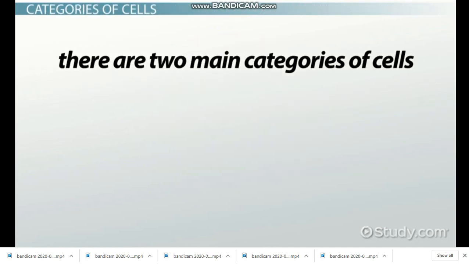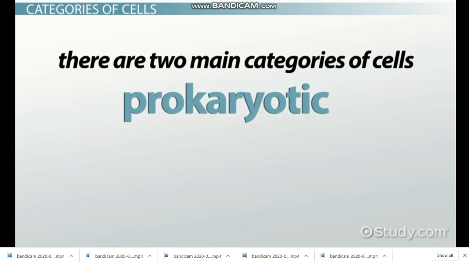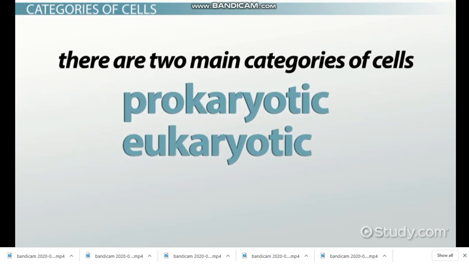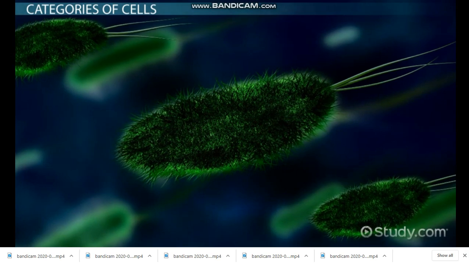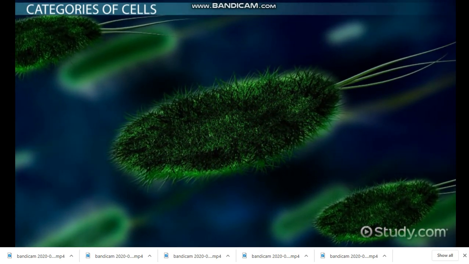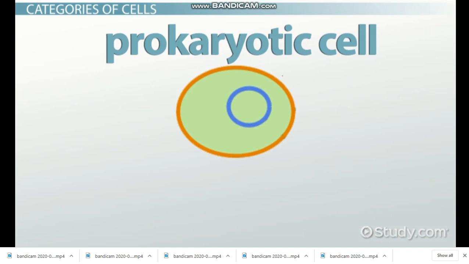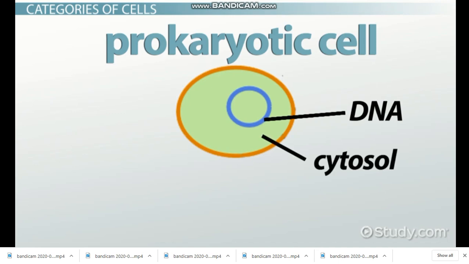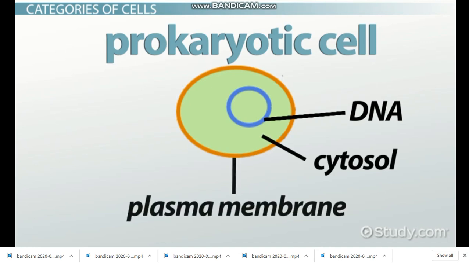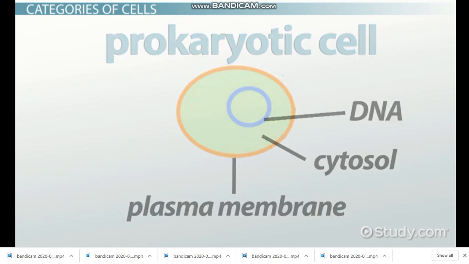There are two main categories of cells: prokaryotic cells and eukaryotic cells. Bacteria are very ancient and simple organisms. One individual is composed of only a single prokaryotic cell. These cells are very small and do not have any structures separating their DNA from the cytosol. In fact, they do not have any membrane-bound structures other than the plasma membrane. Additionally, the DNA of prokaryotic cells is arranged in a circle.